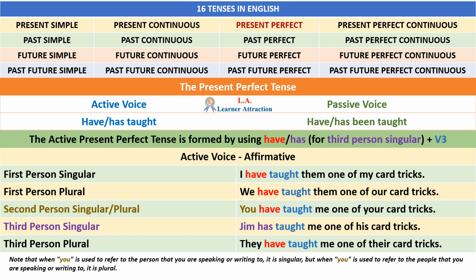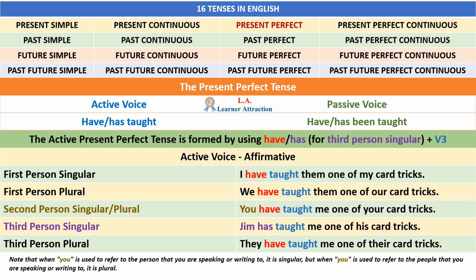Let's look at all the 16 tenses again. The present simple tense, the present continuous tense, the present perfect tense, the present perfect continuous tense. The past simple tense, the past continuous tense, the past perfect tense, the past perfect continuous tense. The future simple tense, the future continuous tense, the future perfect tense, the future perfect continuous tense. The past future simple tense, the past future continuous tense, the past future perfect tense, the past future perfect continuous tense. In today's lesson, we're going to focus on the present perfect tense.